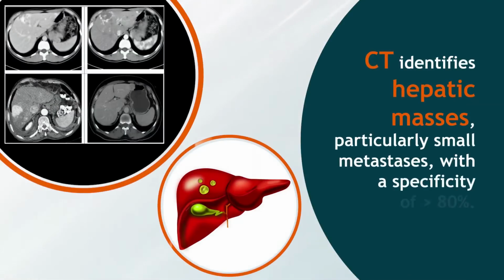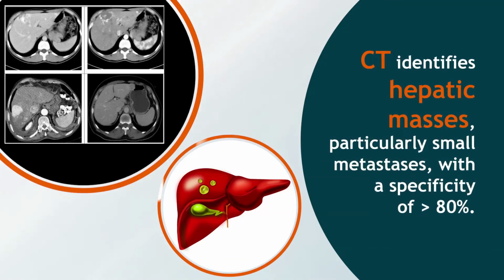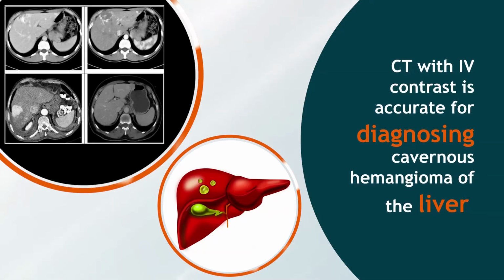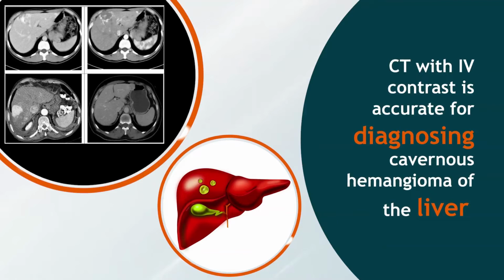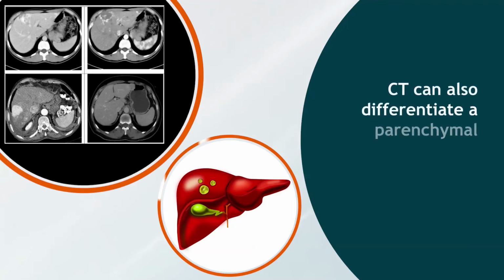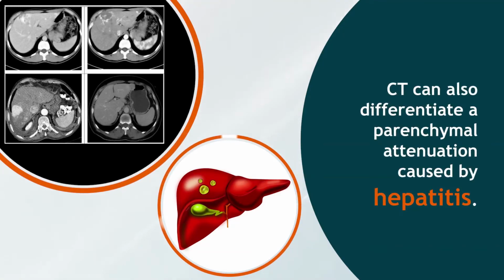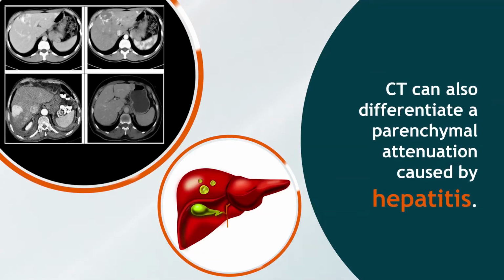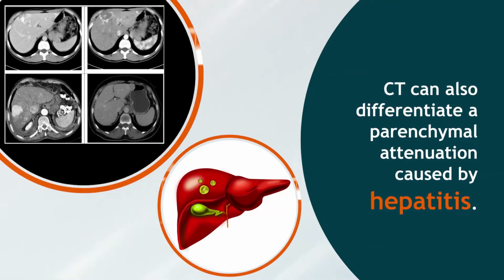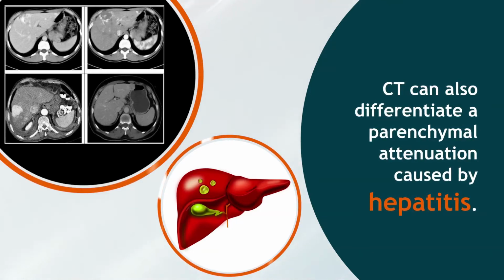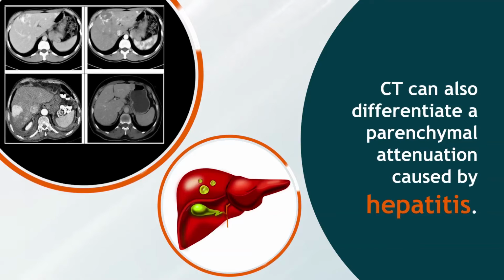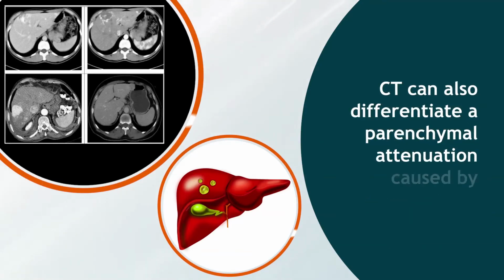CT identifies hepatic masses, particularly small metastases, with a specificity of more than 80%. CT with IV contrast is accurate for diagnosing cavernous hemangioma of the liver, as well as differentiating them from other abdominal masses. CT can also differentiate a parenchymal attenuation caused by hepatitis. Further, Rovsky et al. demonstrated the characteristic alterations of liver attenuation on CT, signal changes on MRI, and morphological changes appreciated with both modalities can be used to diagnose fatty infiltration, some parenchymal deposition diseases, and cirrhosis.